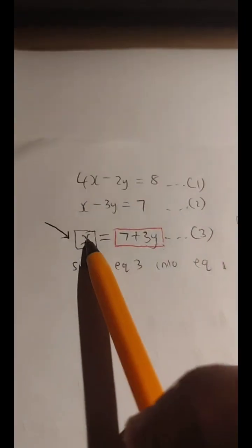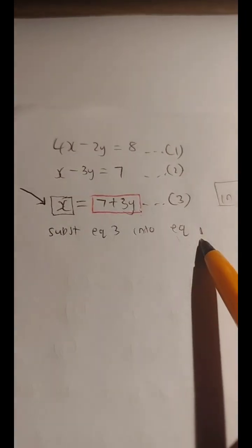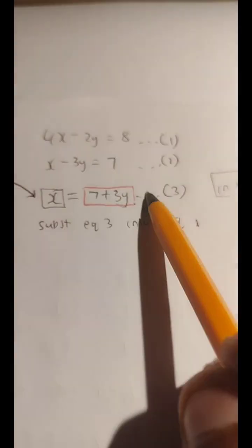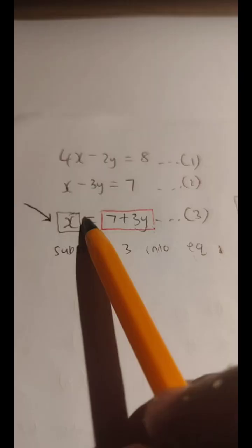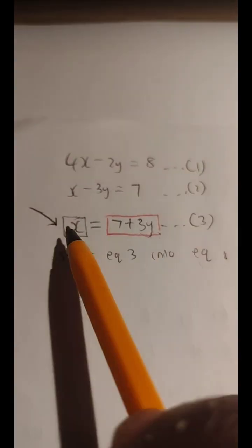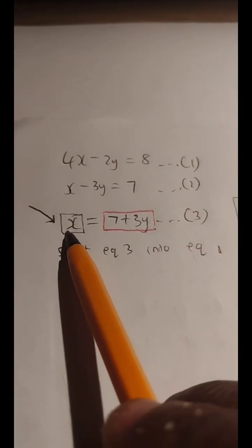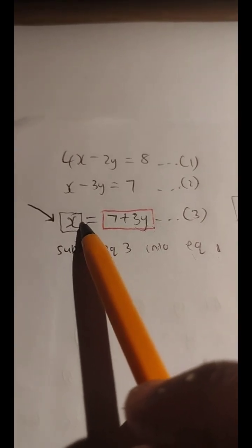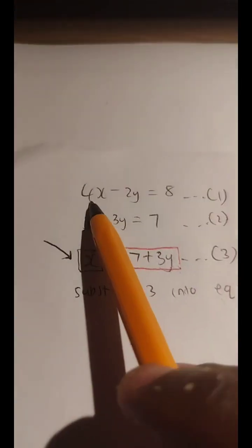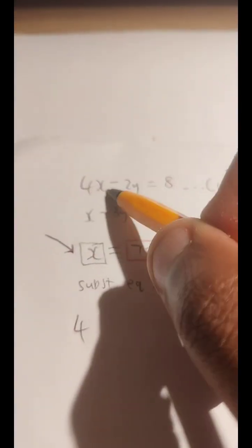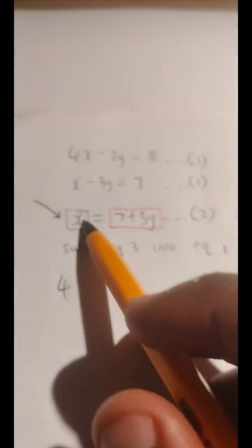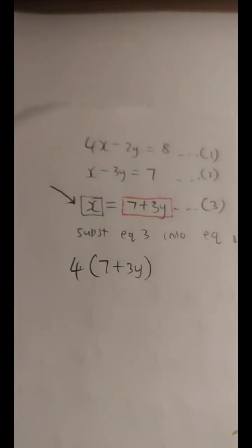So that means everywhere where x is in equation 1, we are going to substitute 7 plus 3y in the place of x. So everywhere where x is, we substitute 7 plus 3y. So let's go to equation 1. There is a 4 followed by an x. In the place of this x, we are going to open a bracket and say 7 plus 3y.